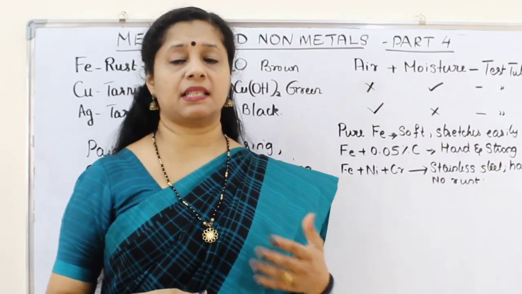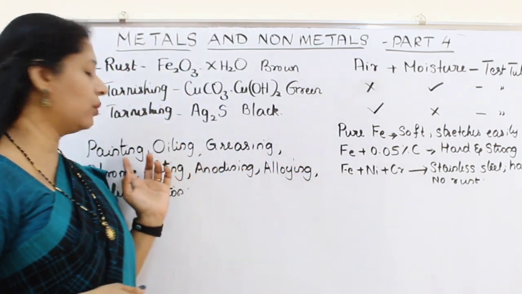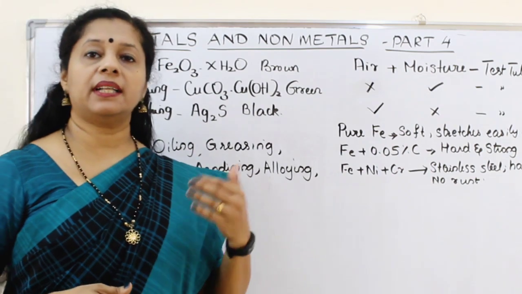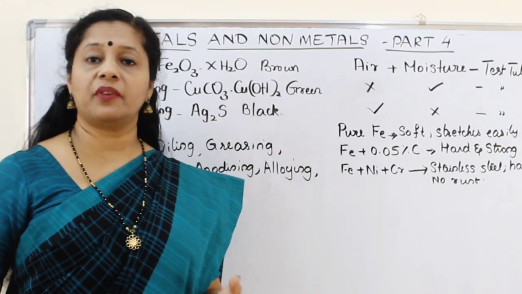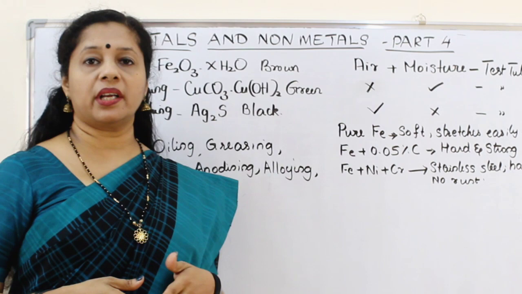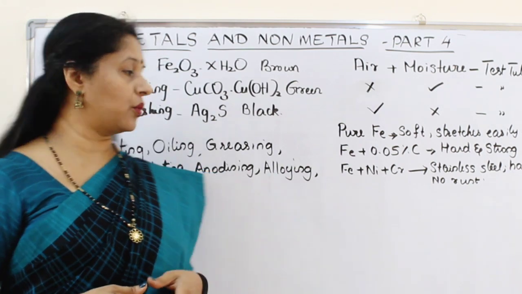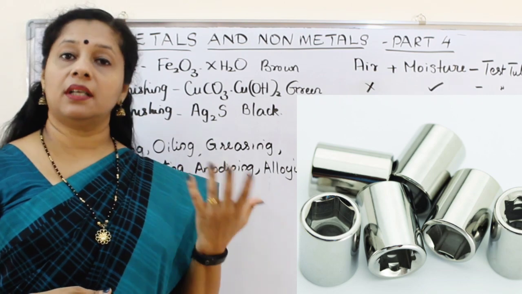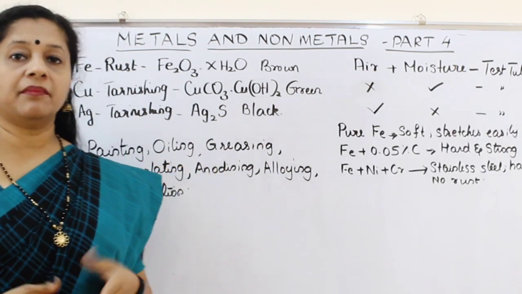Some are temporary. Suppose you have an iron article, you just have to give a coating of paint or greasing or oiling over it so that there is no direct contact with the air, so we can prevent corrosion. But once the coating is gone, again there is a chance of corrosion. Then another one is chrome plating. We give a chromium plating to iron articles to protect them from corrosion.